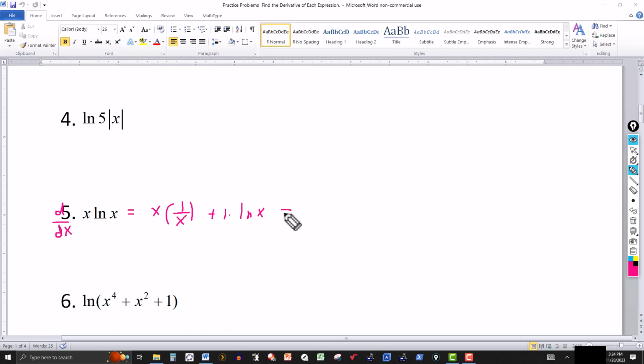And then we just simplify. x times 1 over x is 1 plus, and 1 times ln of x is ln of x. That's your answer for that one.